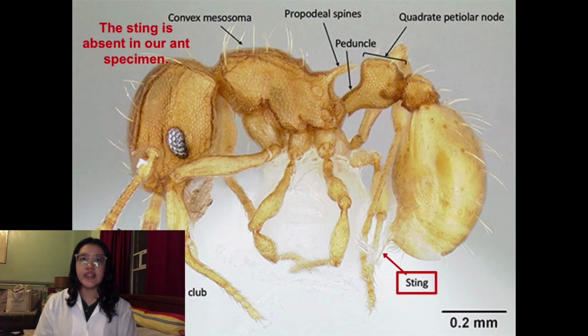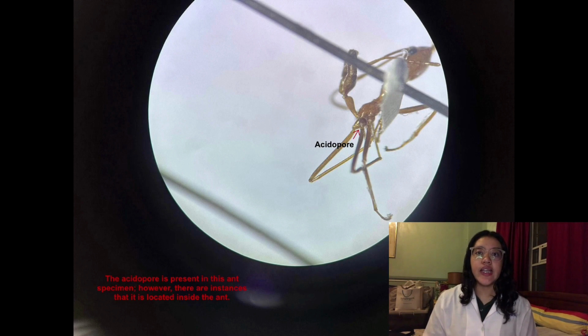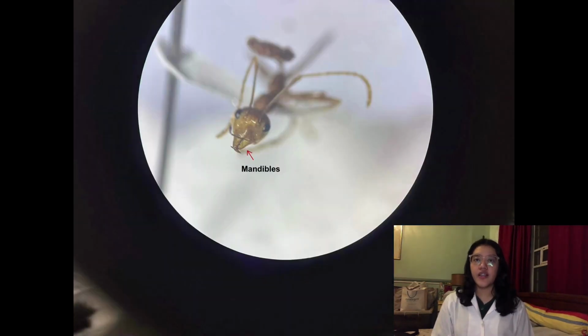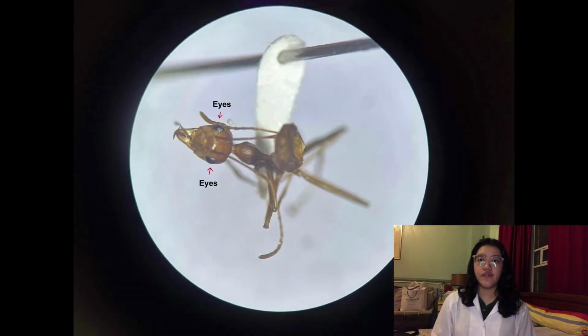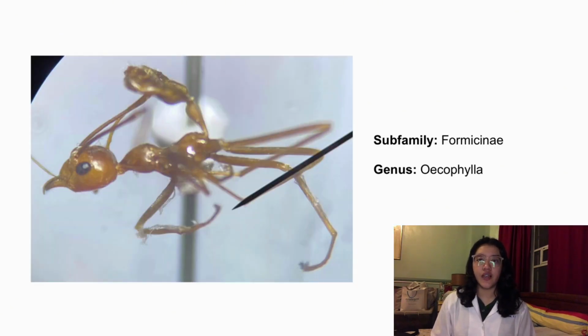Second is the sting. It is internal in worker and queen from ant subfamilies, since it is concealed within the apical visible segments of the abdomen. This character is also absent in our specimen. Third is the acidopore. It is the orifice of the formic acid protecting system and a diagnostic tool for subfamily Formicinae. Fourth is the mandibles, appendages with which ants manipulate their environment. And fifth is the eyes that help ants to see light and shadows. These 5 morphological characters tell us that this ant species is from the subfamily Formicinae and its genus is Ecopila.